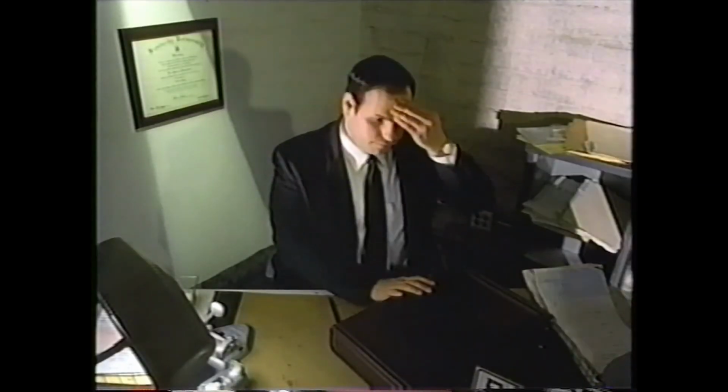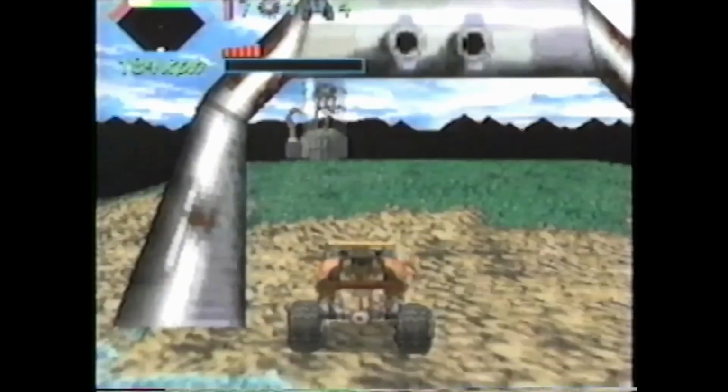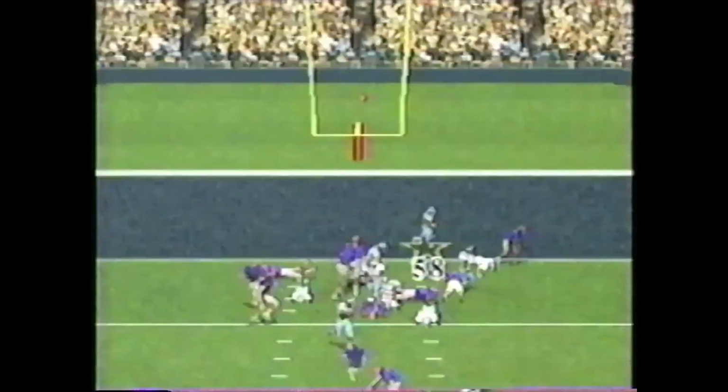Now, ultimately, when it comes to discussing why these systems all failed on the market, there are a number of reasons that I've mentioned. There's price, there's availability. A number of these machines were only available in Japan. But for me, more than anything else, it was timing.